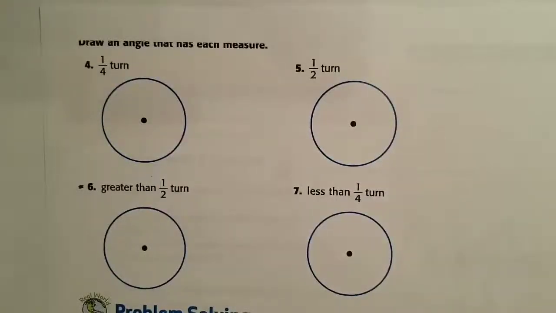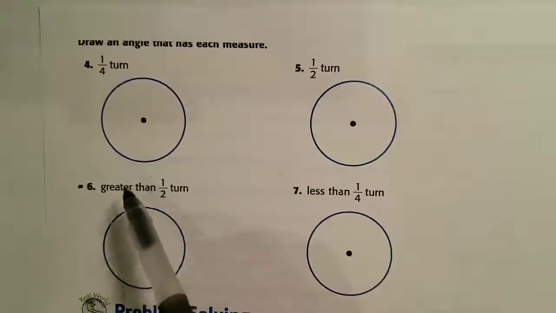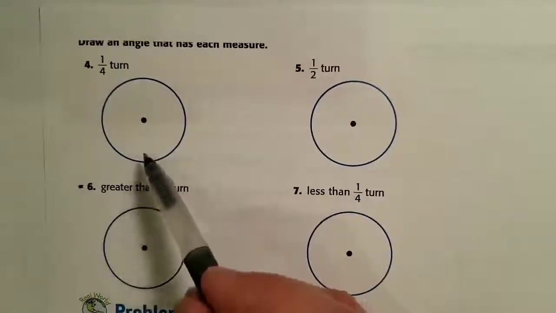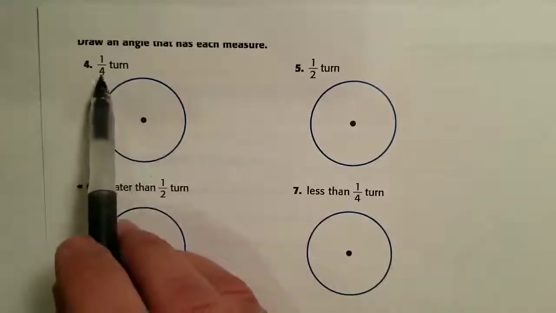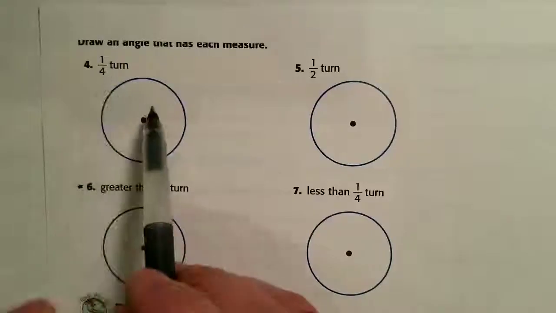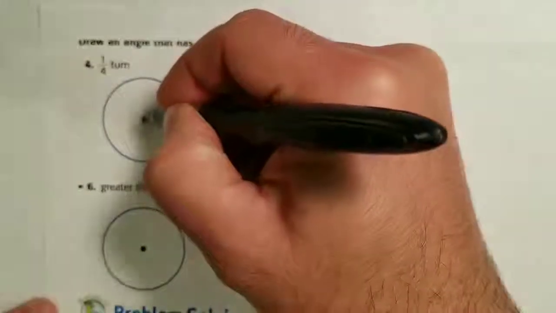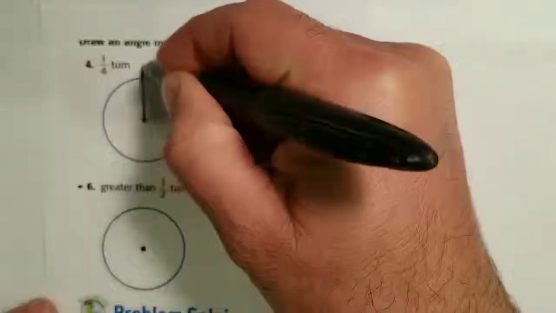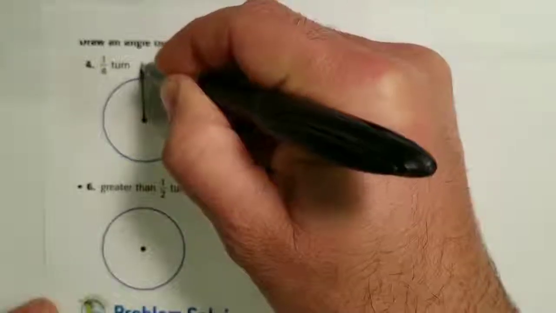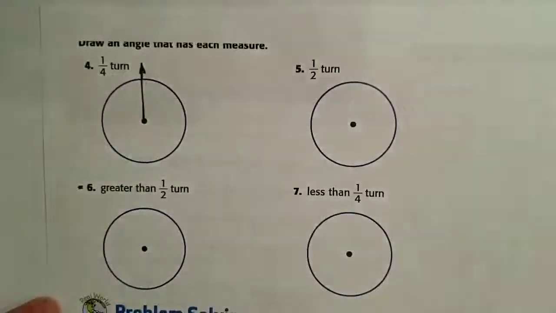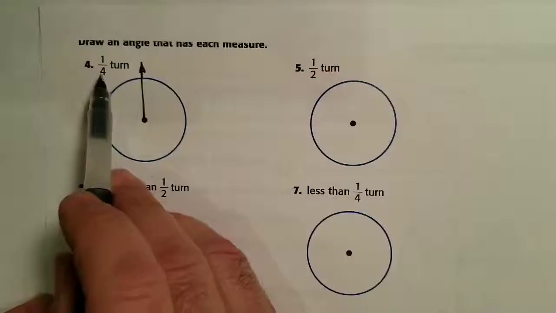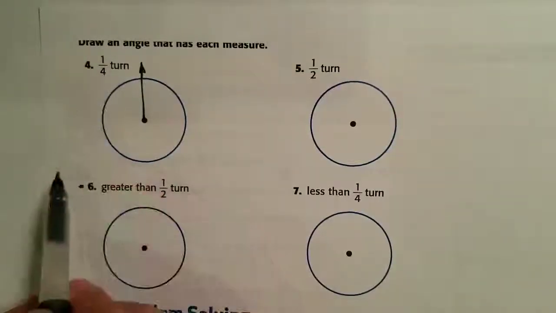For this section, it's asking us to draw the angle that has each measurement. All right, so it's the opposite, right? The previous page was asking us to identify what the turn is. Now we have to draw it. All right, for a quarter turn, let's always start with a straight line going up. Okay, start from there. Now remember, it's asking us for exactly a quarter turn.